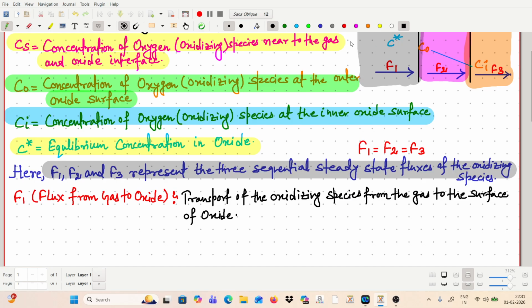This flux F1 can be written as Hg times (Cg minus Cs), where Hg is the proportionality constant, or the gas phase mass transfer coefficient.